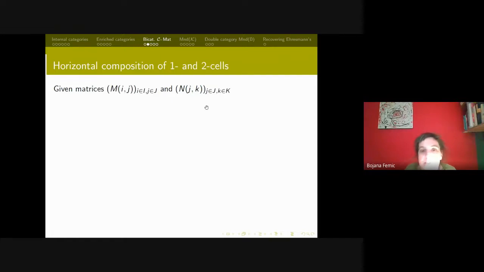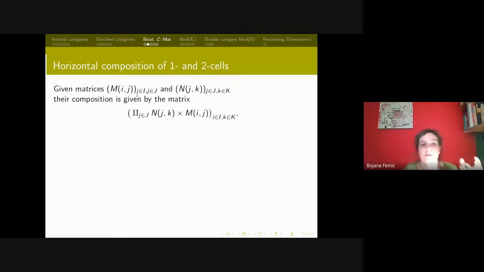Well, given two matrices, which are two one cells, their composition is given by the matrix. So observe here that the first one starts from I, ends up in J, no? So seen as a one cell from zero cell I to zero cell J. And the next one starts from J and then ends up in K. And now the total, the composition, will start in I and terminate in K. So this is why you see this here. And each entry is given by the coproduct over this middle index J. Here I read it from right to left.